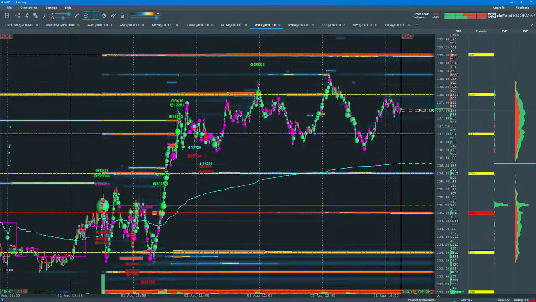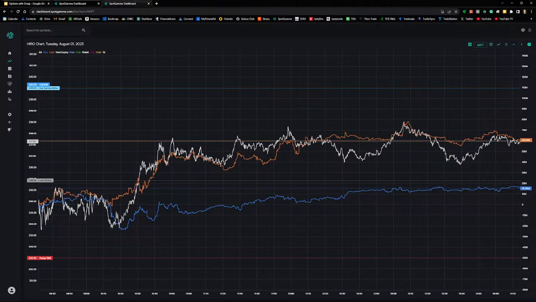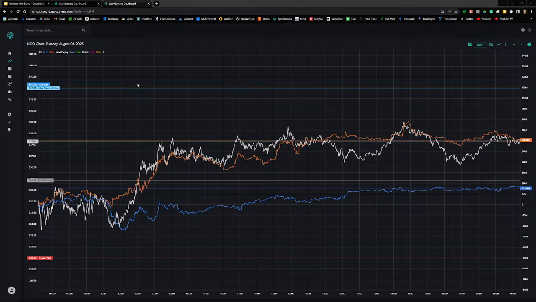Let's go back to Hero and look for gamma levels in place. So here's the 340 call wall and the key gamma strike. So a potential target.